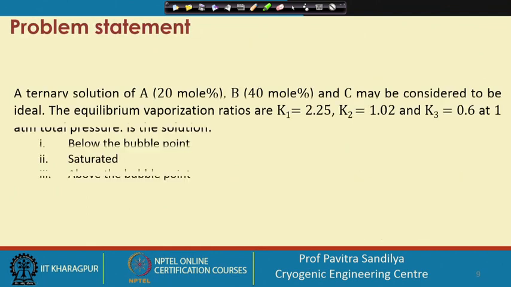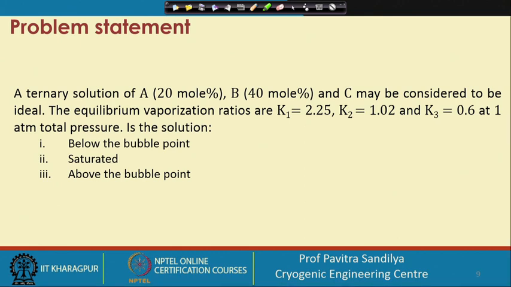After learning about this calculation of the relative volatility, we now go for a problem, as we discussed earlier, to know the state of the mixture. We learnt that when we want to carry out some flash, we need a two-phase system, not a single-phase system.